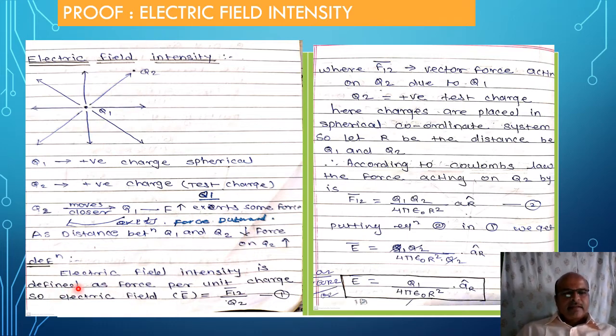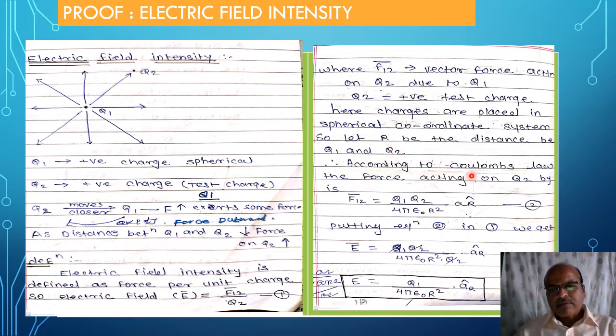By definition, electric field intensity is defined as force per unit charge. So electric field intensity is given by the ratio of F12 bar upon Q2. It is marked as equation number 1, where F12 bar is the vector force acting on Q2 due to Q1. Here Q2 is a positive test charge, and the charges are placed in the spherical coordinate system. So let R be the distance between Q1 and Q2.